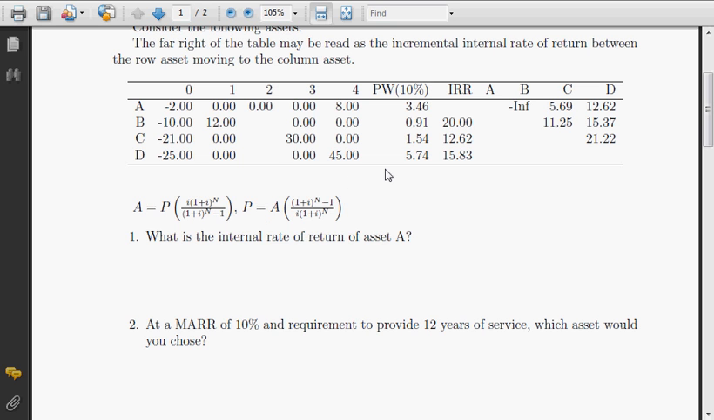Now, you may perhaps need some of these equations for a constant series later on, and you can figure out which one it is that you're supposed to use. But here's the first question. What is the internal rate of return for asset A? Given this data right here, go ahead and calculate the internal rate of return.